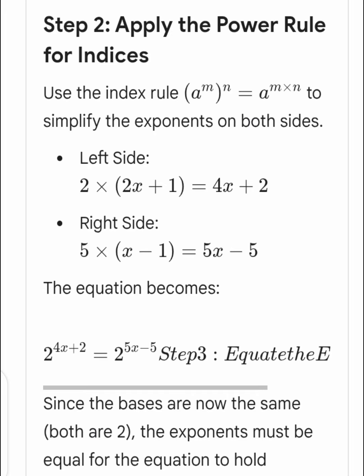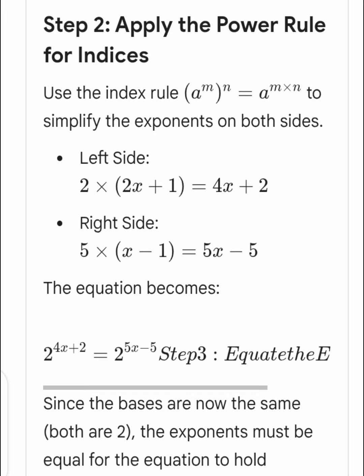And that right there, that's the breakthrough moment. Since the bases are identical, they're both 2, the only possible way for this to be true is if the exponents are also equal. So we can just ditch the bases. You just equate the exponents, forget the 2's. You're left with 4x plus 2 equals 5x minus 5. I mean, we've taken this complex-looking exponential thing and boiled it down to basic algebra.